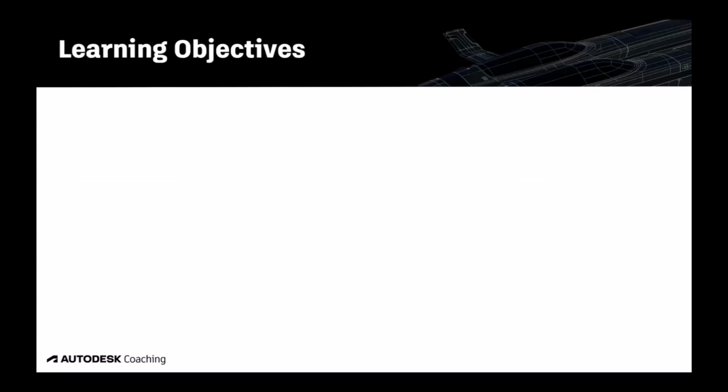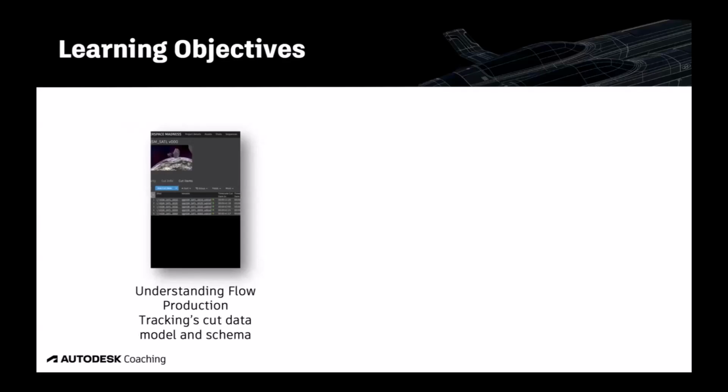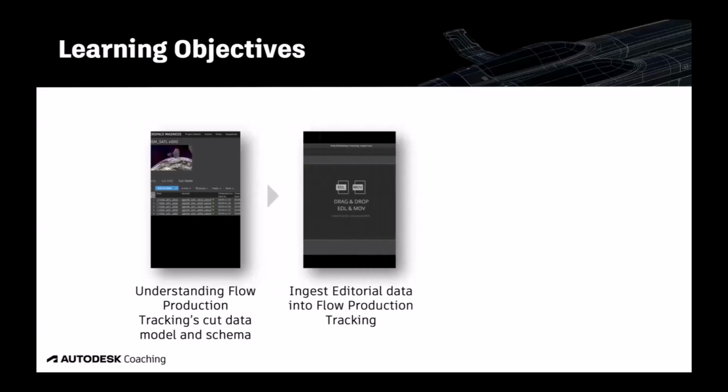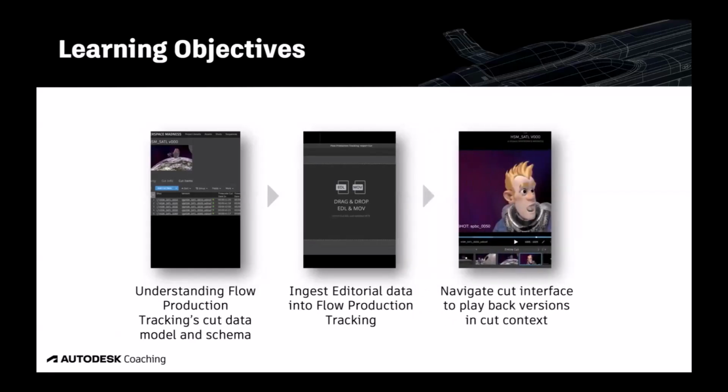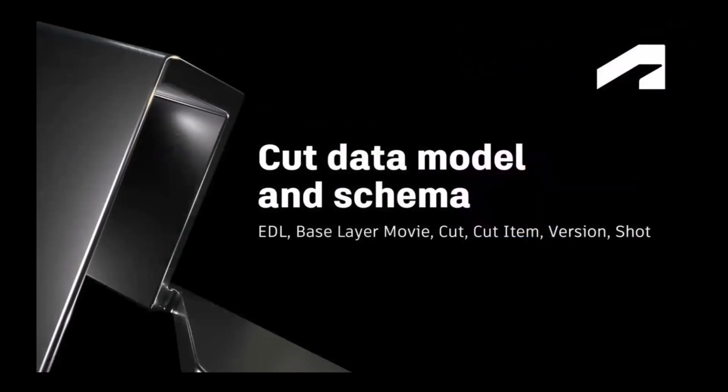Our learning objectives are understanding flow production tracking's cut data model in Schema, which maps default entities to basic editorial concepts, ingesting editorial data into flow production tracking to allow reviewing in context, and navigating the cut interface to playback versions in cut context. Before diving in, let's refresh our memory with some basic concepts from flow production tracking's cut data model in Schema, like EDL, base layer movie, cut, cut item, version, and shot.